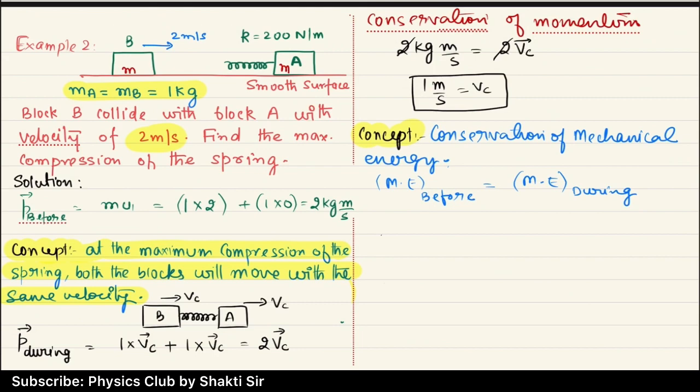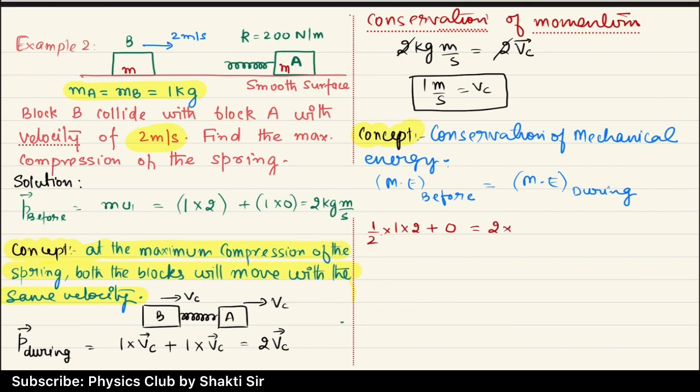The kinetic energy before the collision is 1 by 2, mass equal to 1 kg and speed equal to 2 meter per second. For block A, the kinetic energy is 0 because it is at rest. During the collision, both the blocks are moving and their kinetic energies are the same because they have the same mass and same speeds, with common speed 1 meter per second. So 2 multiplied by half, mass equal to 1, and their common velocity is again 1.